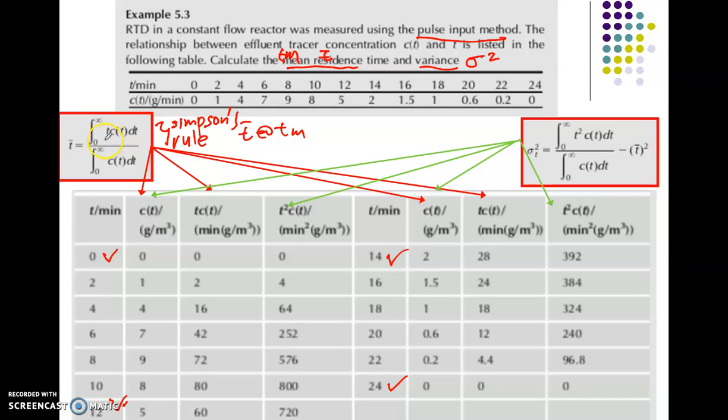So if you look here, it's T times CT. That's why we have this column, T times CT. For 0 times CT 0, it's 0. For T is 2 times CT is 1, it's 2. For 4 times 4, it's 16. This is the column for CT, and this is TCT. So to solve later for your TM, let's look into the next slide.